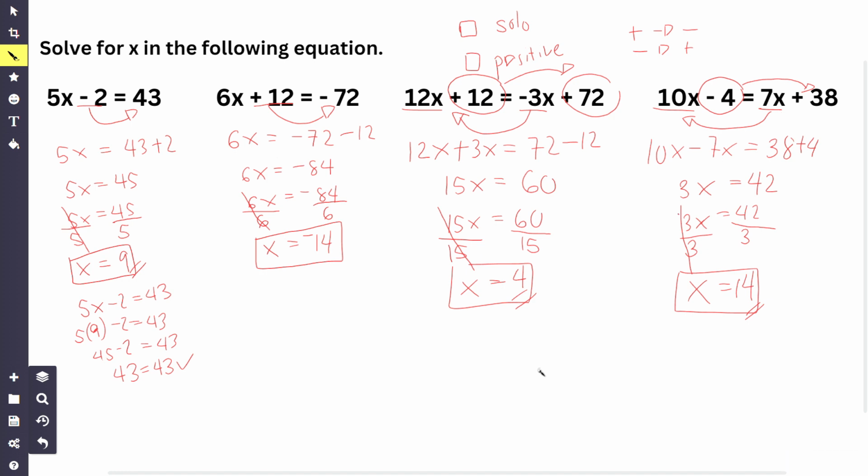Again, you can verify your answer by doing the one we did a while ago. However, again, our concern here is only solving for x. And I hope somehow you were able to understand this one.